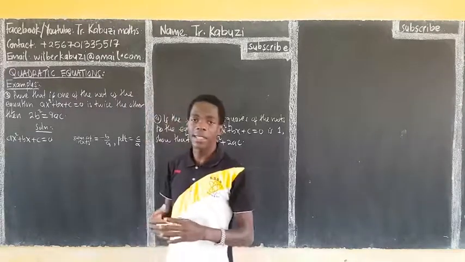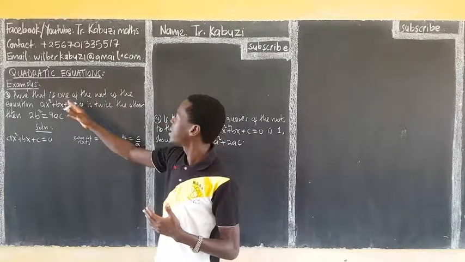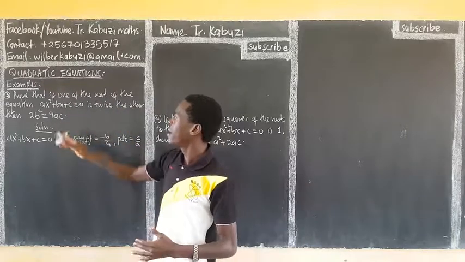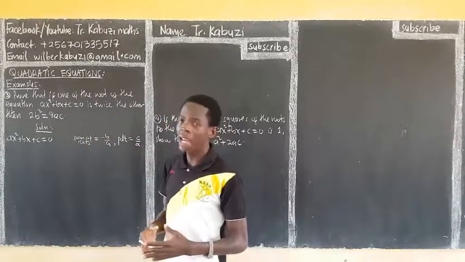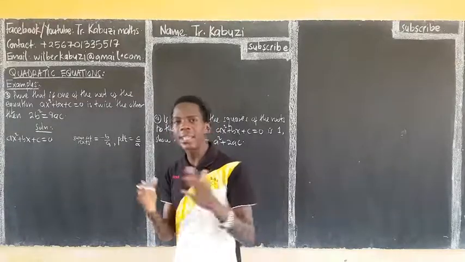Now, here we are going to see other techniques. The question says, prove that if one of the roots of the equation is twice the other, then 2b squared is equal to 9ac. Now, the idea we use: they are telling us one root is twice the other.